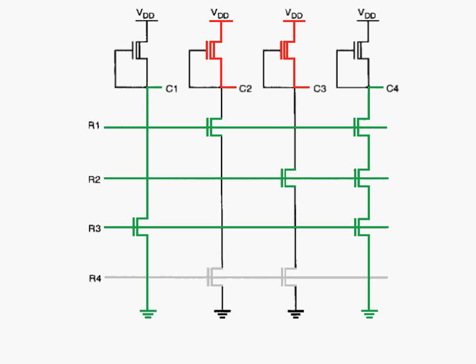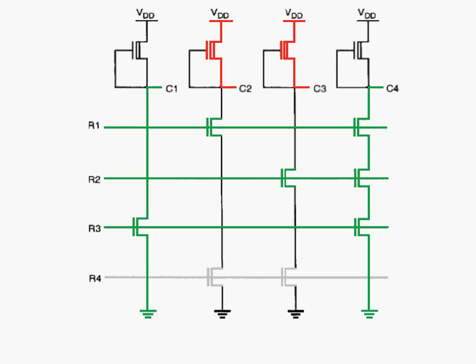Since row 1, 2 and 3 inputs are high, the NMOS transistor in column 1 and 4 corresponding to row 1, 2 and 3 will be turned on. Therefore column 1 and column 4 outputs will be tied to low.